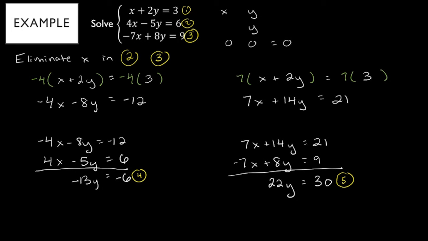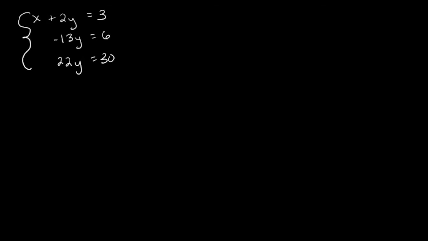So our system that we have so far: x plus 2y equals 3, negative 13y equals 6, and 22y equals 30. And this was equation 1, 4, and 5. So we need to get rid of the coefficient in front of the y. If you're looking at this, it looks like we're going to get a contradiction, but it's a lot easier to see that when you get rid of the coefficient in front of y.